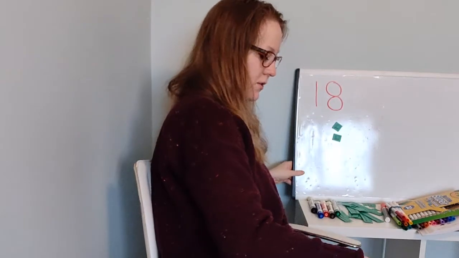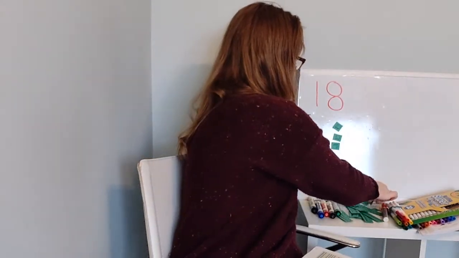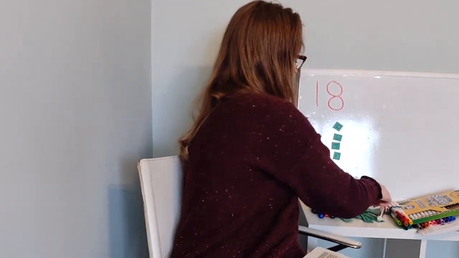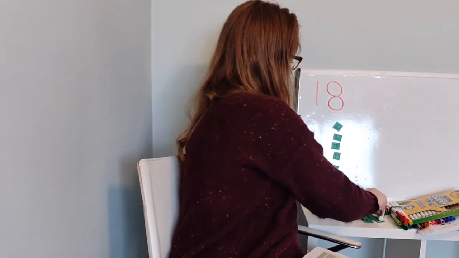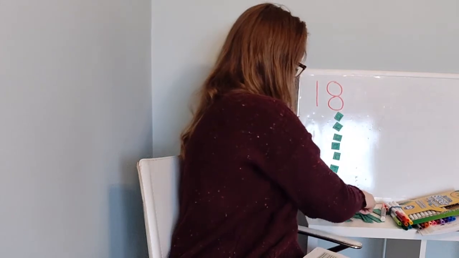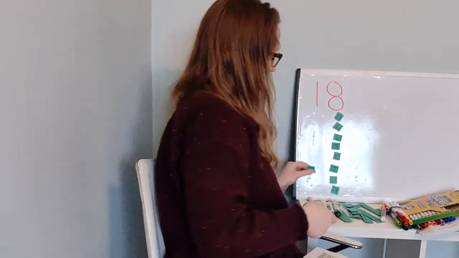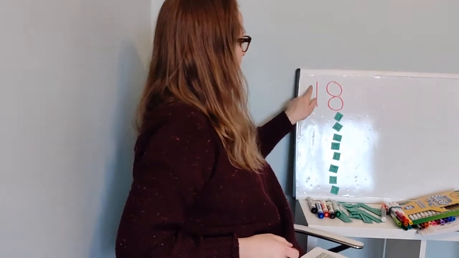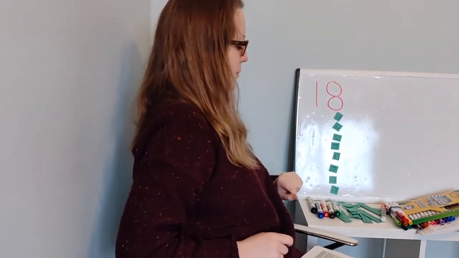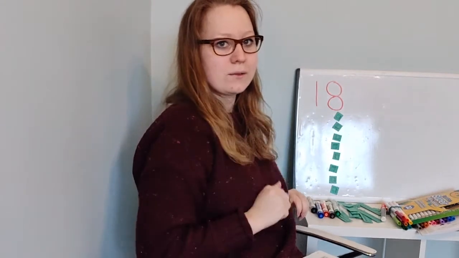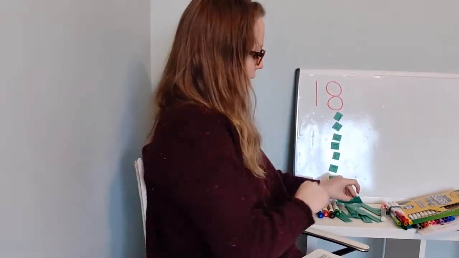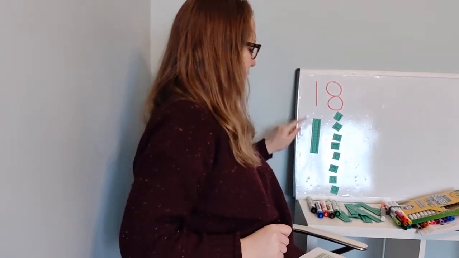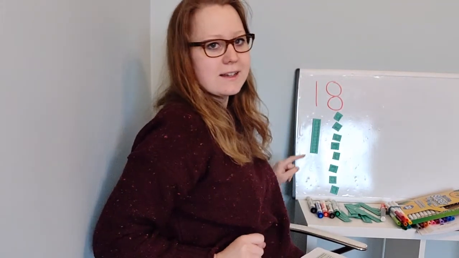1, 2, 3, 4, 5, 6, 7, 8. I have my 8 ones in the ones place. And I have a 1 in the tens place, so that means that I have one group of tens. I'll place my one group of tens. Your 18 should look something like this.